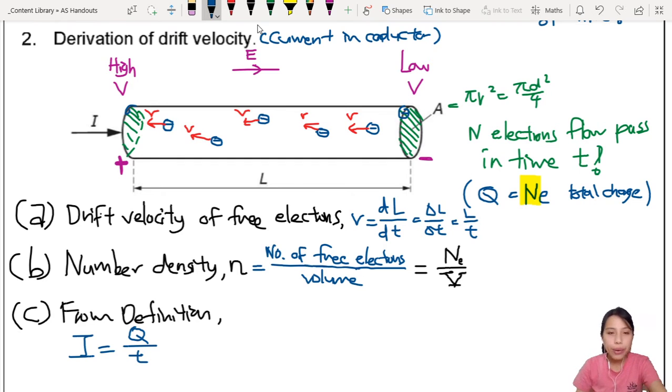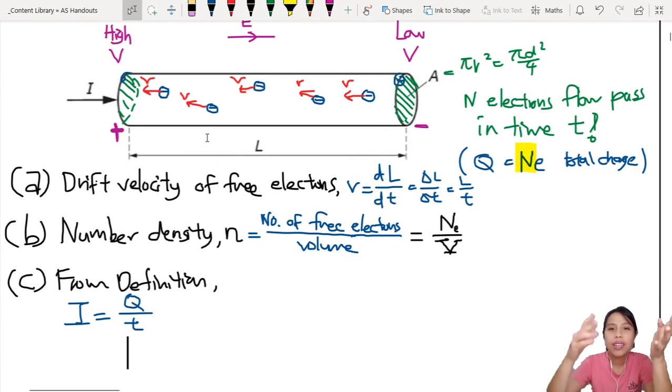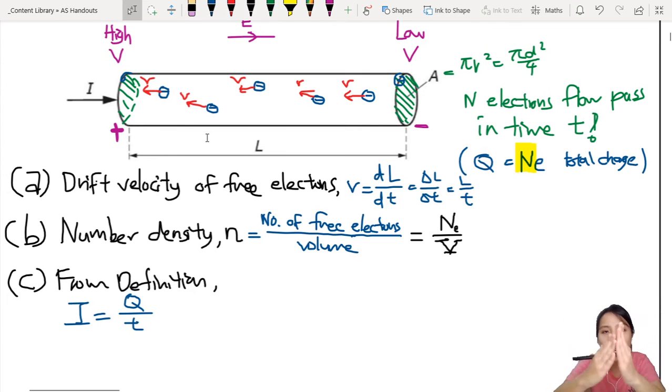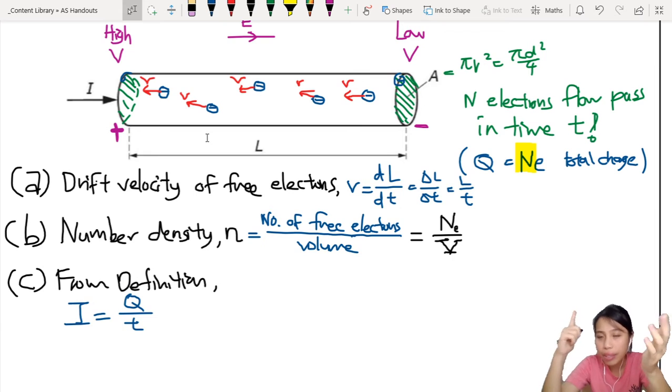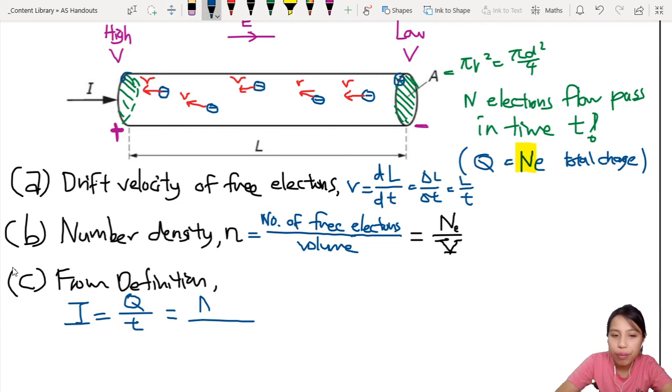So how do we find the total charge that will flow through this short distance of wire in a certain amount of time? Hint, hint, it's up there. Take a look. Well, we know that in a short amount of time, you will have N number of electrons. Each of them has an elementary charge E. And that's the total charge, no? First step.